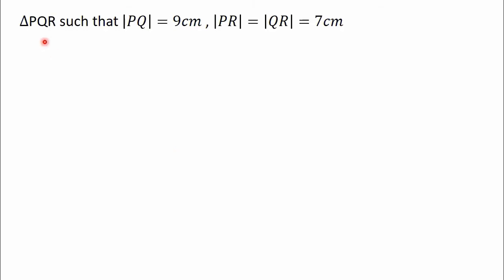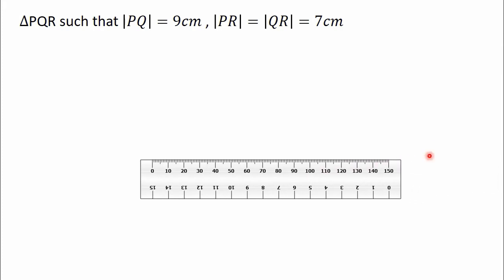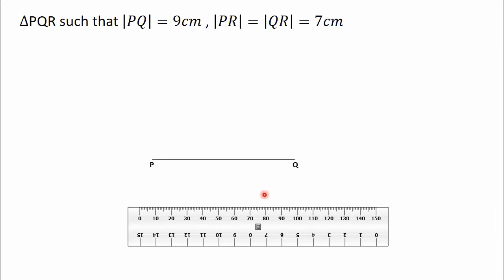We are going to draw the triangle PQR such that PQ is equal to 9 centimeters, PR is equal to 7 centimeters, and QR is also equal to 7 centimeters. I chose PQ to be the base. The length of PQ is 9 centimeters. So you pick the ruler and draw a line that has the length 9 centimeters. On my ruler, the scale is in millimeters, so 9 centimeters will be the same as 90 millimeters. So you draw a line that has the length 9 centimeters. This is point P and this is point Q. The length of PQ is 9 centimeters. So we have the baseline here.